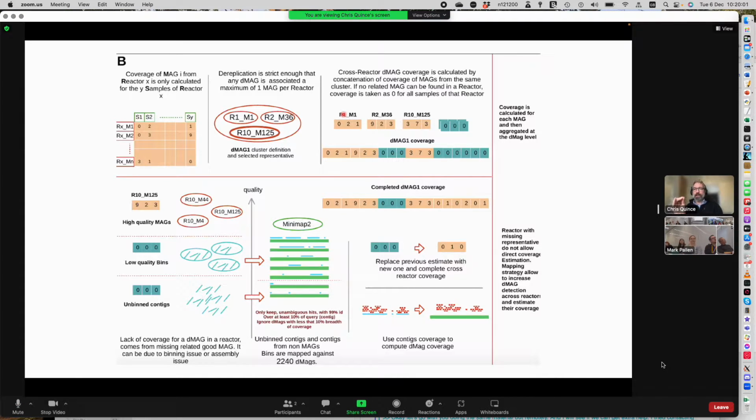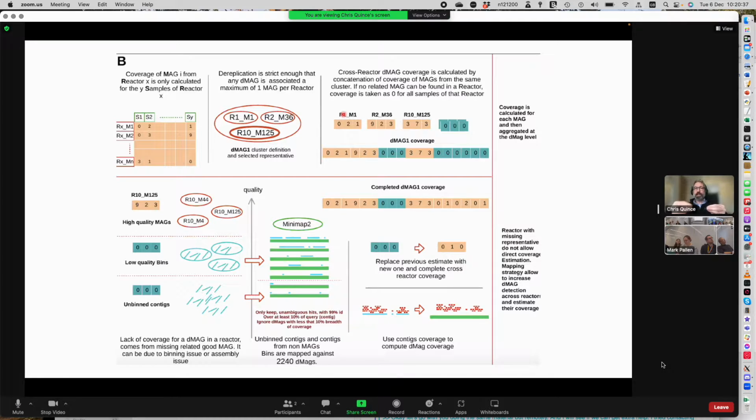It's particularly complicated when you've done single sample binning. If you do a co-assembly of all your samples together and do binning, then it's very easy to get the coverage of every MAG in every sample, because you have the coverages of every contig in every sample from mapping the reads back. So the coverage of the MAG is just the average coverages of the contigs that make up the MAG.